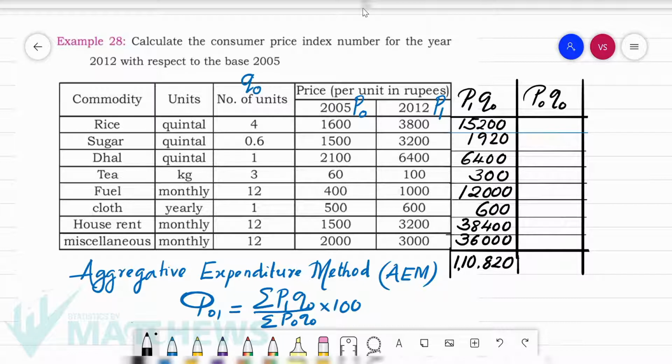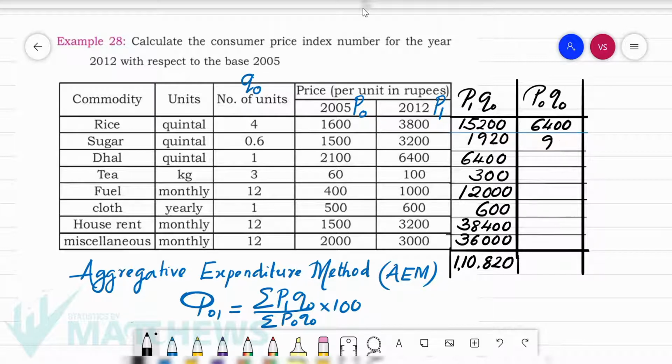In the same way, we can think about having the values for P naught and Q naught. What are the values that we have? It is the same students. So it is 1,600 into 4, which is how much? 6,400 students. Then next is 1,500 into 0.6, which you get as 900 students.